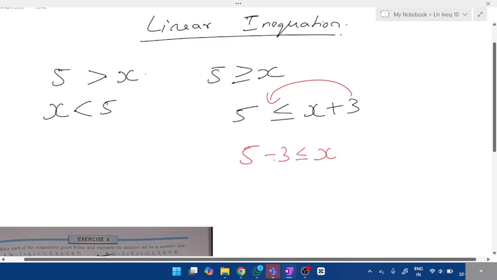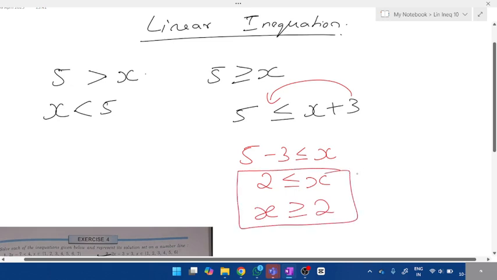minus 3. First solve what I said. I said 5 minus 3 is less than or equal to x. Okay, because of network issues, the voice is breaking. 5 minus 3 is 2. 2 is less than or equal to x. How do you rewrite this? The other side, x is greater than or equal to 2. Both are the same. If you get it in this form, you're not supposed to write it like this. You're supposed to write like the last one: x is greater than or equal to 2.